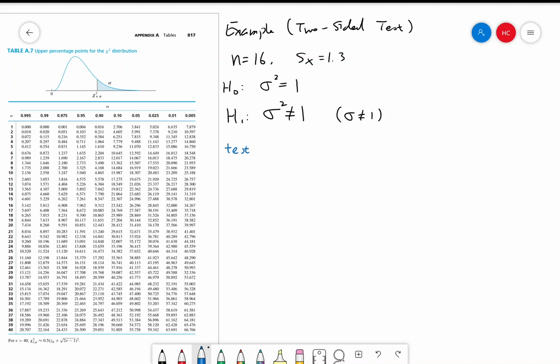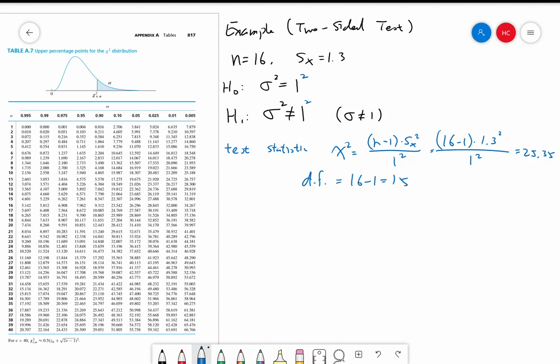So the test statistic chi-square is equal to n-1 times s squared over 1. I guess technically 1 squared, but it doesn't really matter. This is 16 minus 1 times 1.3 squared over 1 squared, which is 25.35. And the degree of freedom is 16 minus 1, which is 15. So if we look at the row 15, and we look for the number 25.35, that's between these two numbers. So these two values are the ones we want.